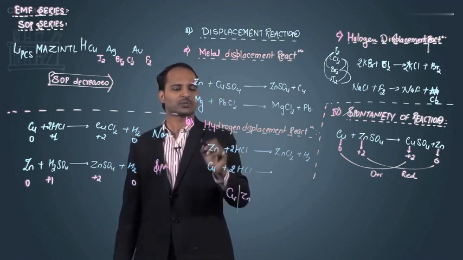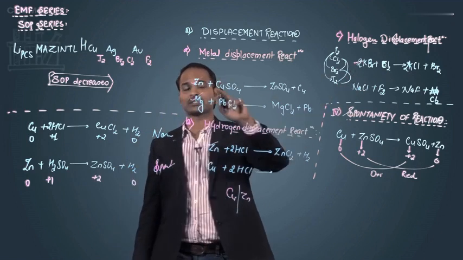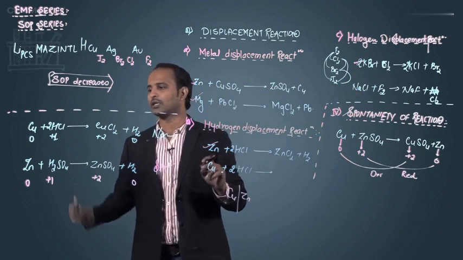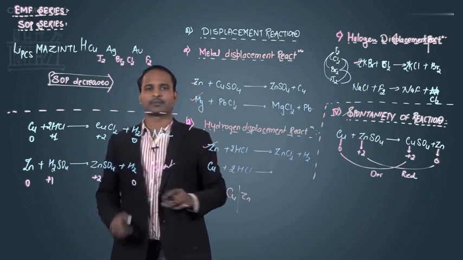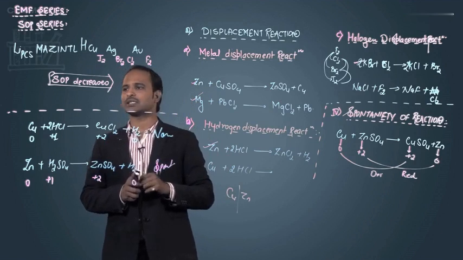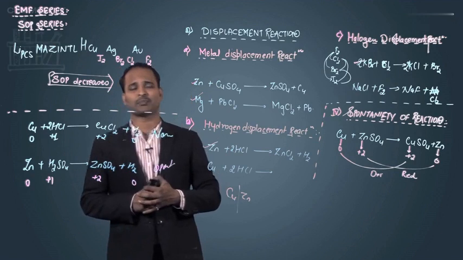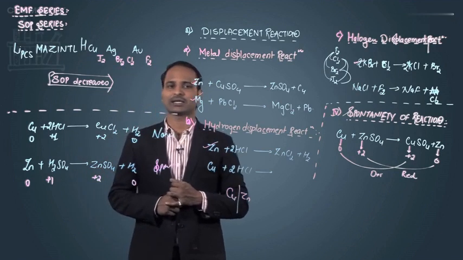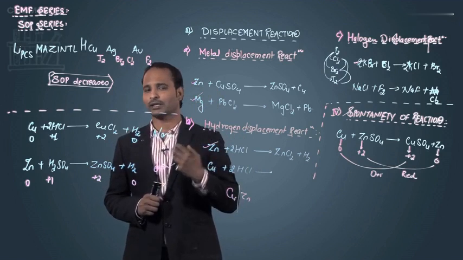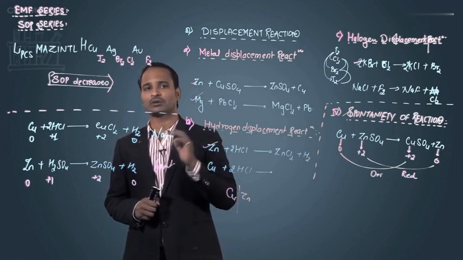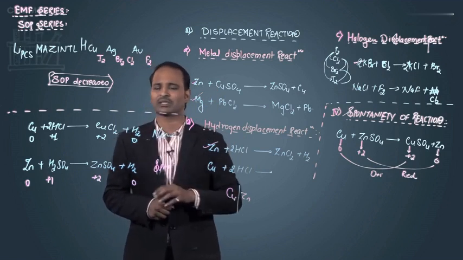This reaction is also spontaneous. You can determine spontaneity by using this oxidation number method also. These are the applications of the SOP series, and these applications are very important because in exams MCQs are many times asked from electrochemistry. MCQs are many times asked on the application of this EMF series, that is the SOP series or SRP series, you can say.